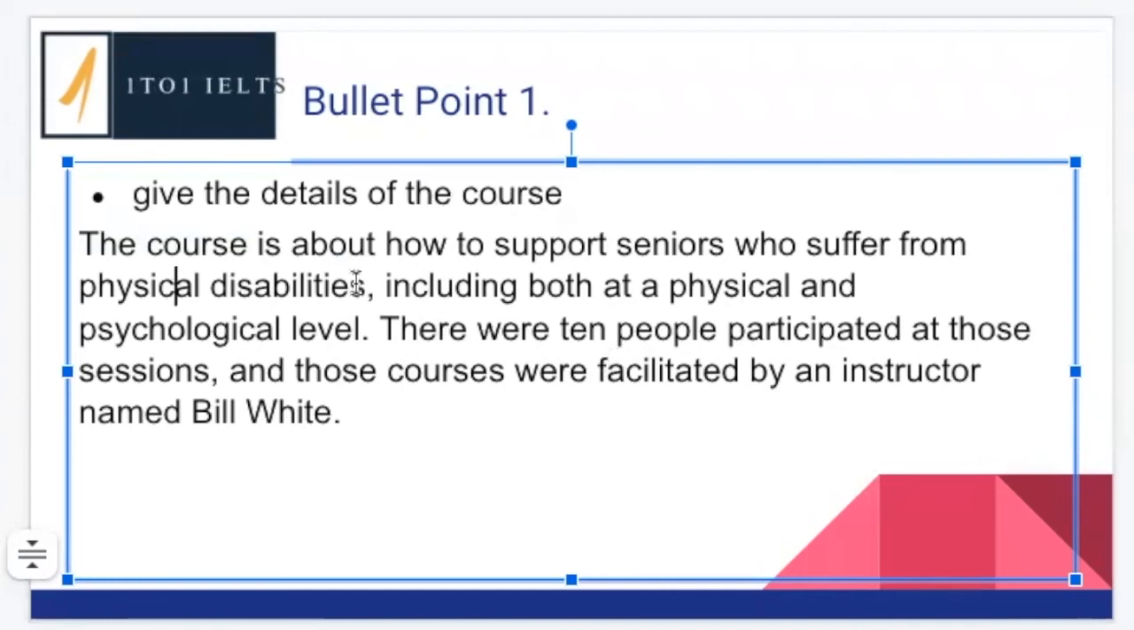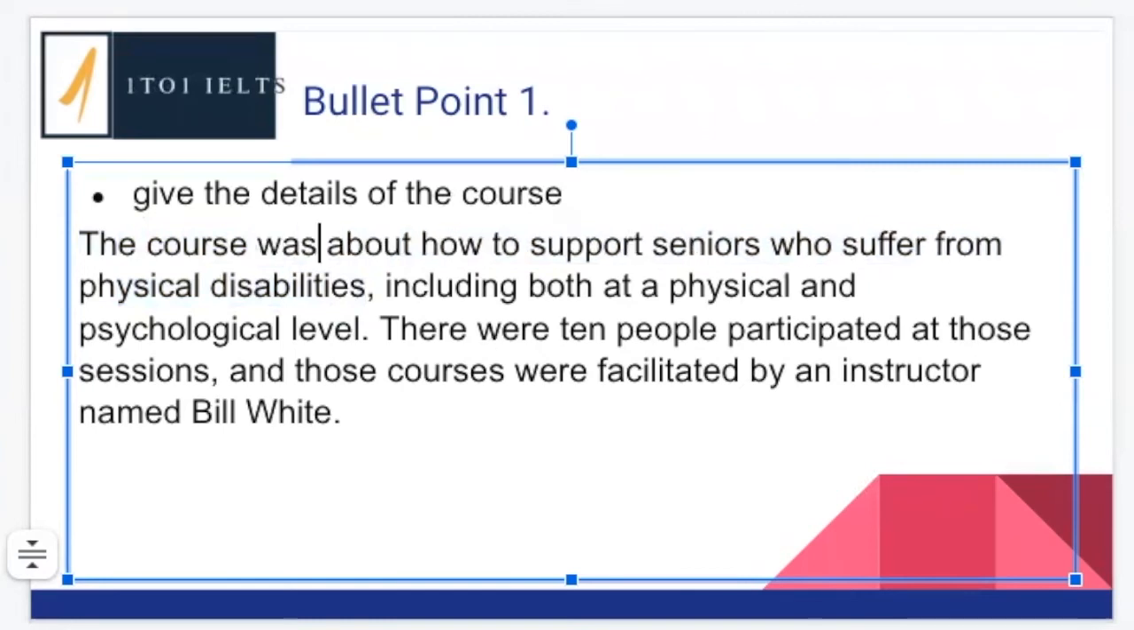Can anyone tell me what was the grammar issue in this first clause? Yeah, was about, because remember you took the course in the past, so not the course is about, the course was about how to support seniors who suffer from physical disabilities, including both at a physical and psychological level. We've got a participle clause, which is really nice. Again, high-level grammar, excellent. There were 10 people participated.